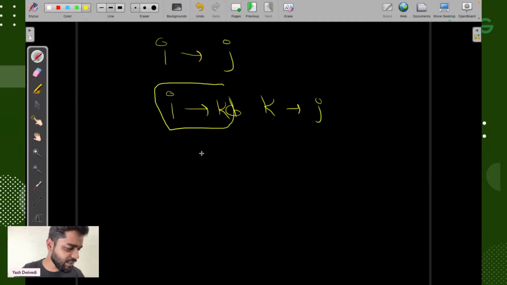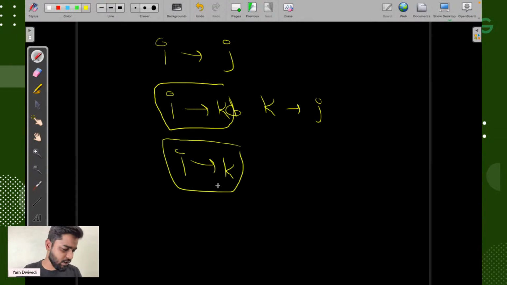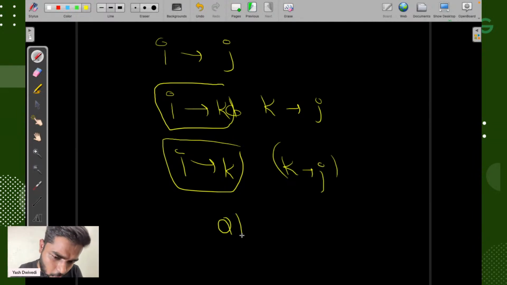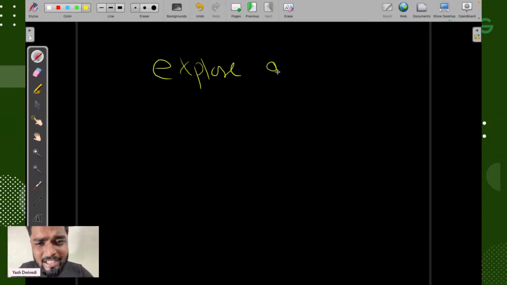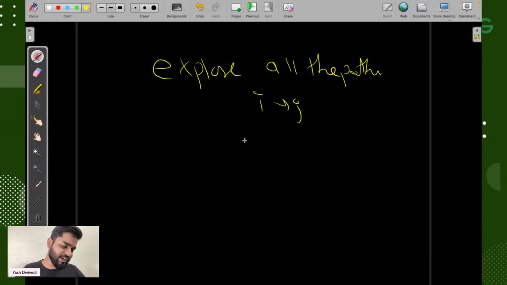Is this part clear? Maybe there's a particular path from I to K that is short, and then from K to J I can go. And there can be various possible paths. If I want the minimum path, I'll explore all the paths from I to J. Are you getting this point?